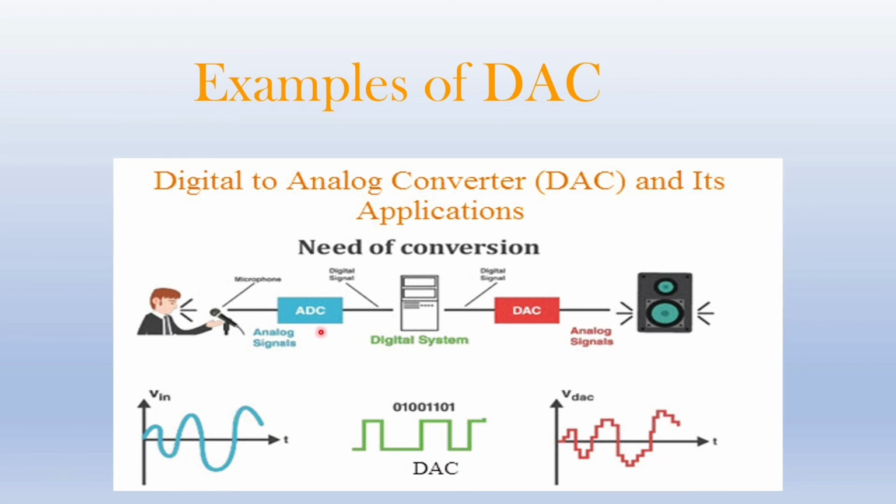Then this is fed into a digital system. This digital system operates on digital signals in the form of a rectangular waveform, or zeros and ones. Then again this signal is fed into a DAC, or digital to analog converter, and the output signal is again an analog signal. Also it is a modified or modulated signal, but input and output signals are analog signals, and in between there is a digital signal.